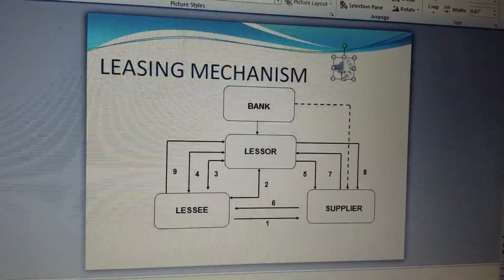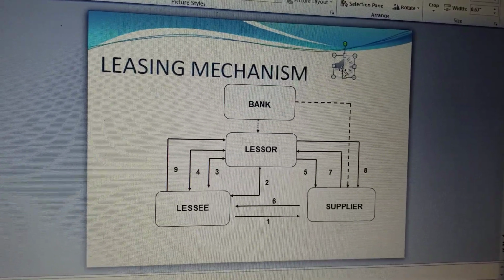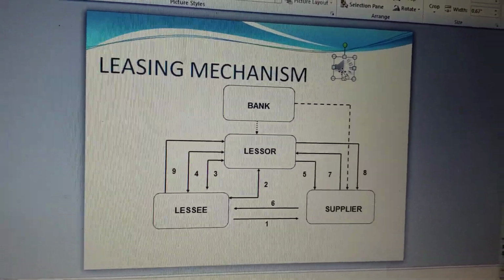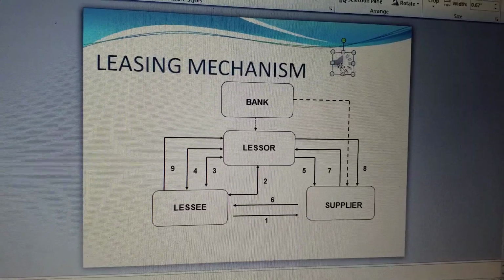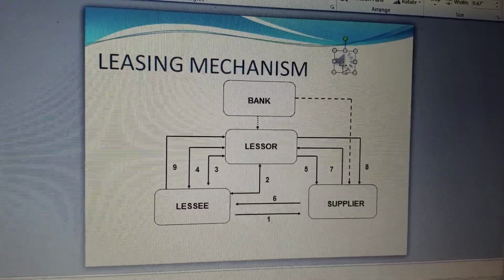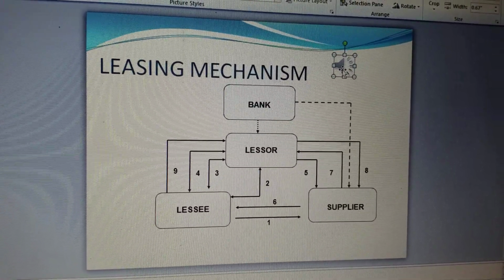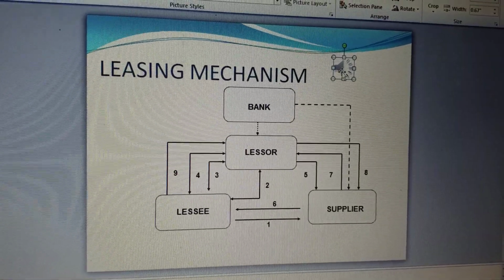So then the supplier delivers the object, and at process number 7, the supplier gives the documents regarding the purchase of the machine to the lessor.